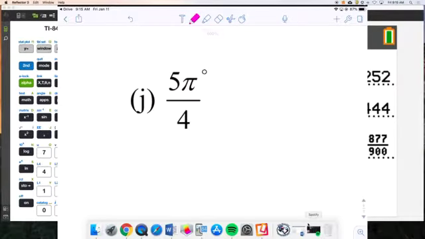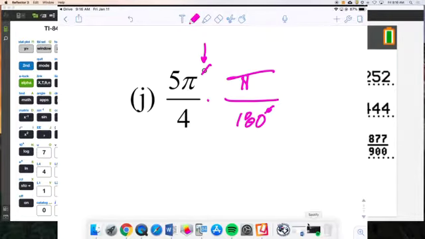Okay, how about this one? 5 pi over 4. Is that in degrees or radians? Degrees. How do we know? That grumble. There it is. Okay. So we need to convert that by multiplying by 180 over pi, correct? No, that's incorrect. Good. Okay. So it's pi over 180. And again, if you're not sure, make sure that your units divide out. Now, do the pi's divide out? No. But they do multiply together if you want.